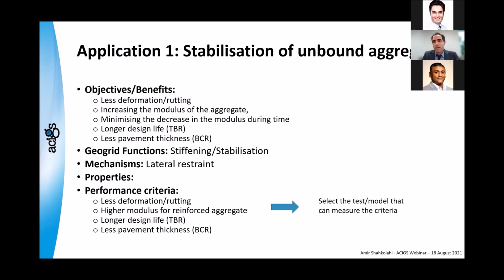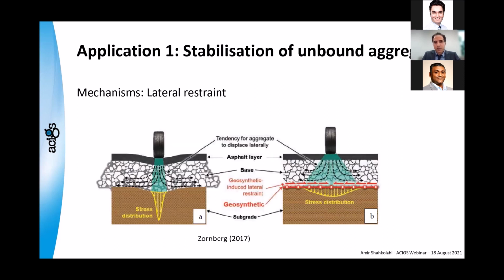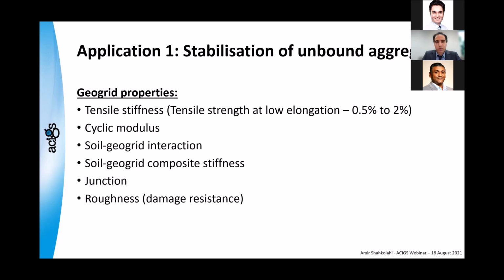So this is how we actually summarize the presentation so far: objectives and benefits, functions, mechanisms, properties, and then performance. It's about mechanism. Lateral restraint is the main one for this application, as we discussed before, and it's nicely described here. The properties that can be important in this application can be tensile stiffness at very low elongation. Cyclic modulus, some references have concluded that it can be important. Soil geogrid interaction and soil geogrid composite stiffness, junction and roughness or damage resistance.